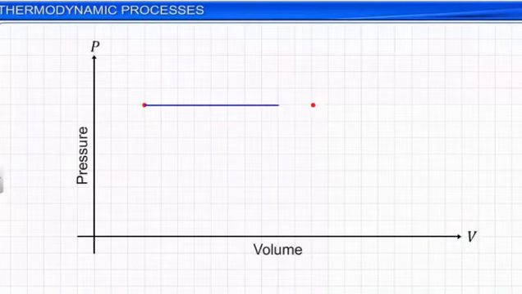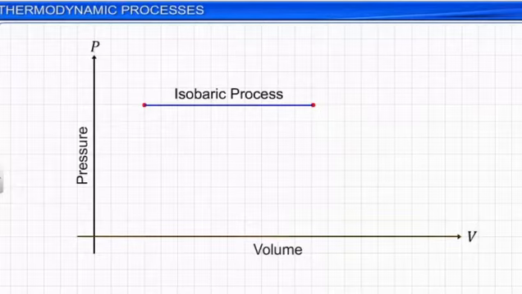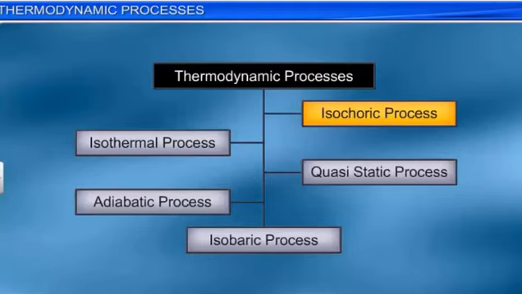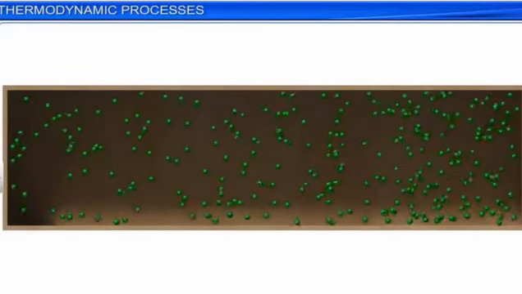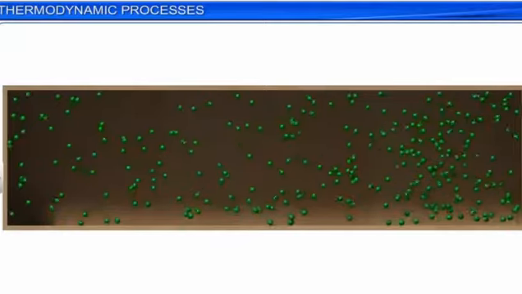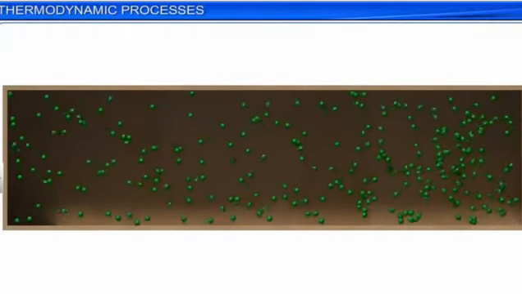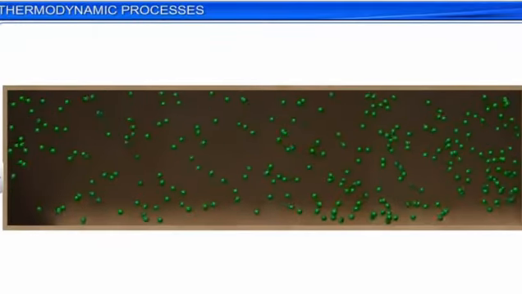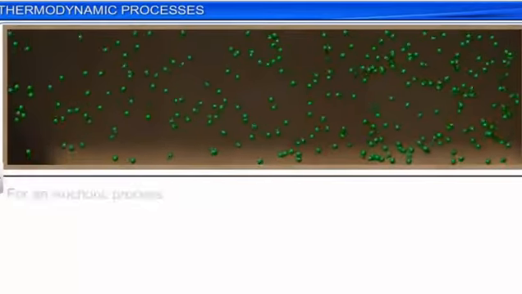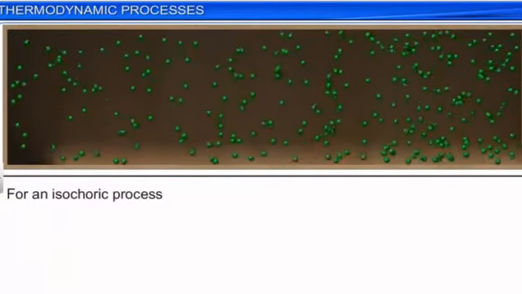The PV curve for an isobaric process is a straight line parallel to the axis representing the volume of the system. Another important thermodynamic process is an isochoric process. In an isochoric process, the volume of the system remains constant. Heating a gas in a box of fixed volume is an example of an isochoric process. For an isochoric process, delta V is equal to 0.